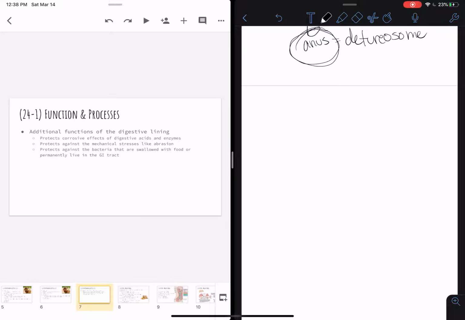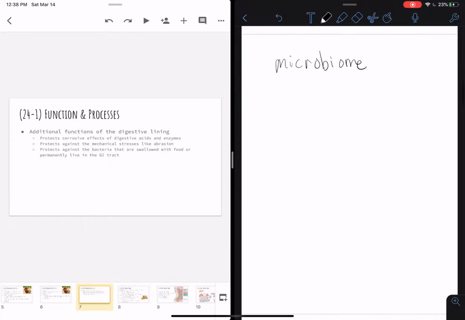We also need to protect against the bacteria that are swallowed with food or that permanently already live in the GI tract. So bacteria that we may swallow, they might get destroyed either in the mouth, but more likely in the stomach. But most importantly, we need to talk about something called the microbiome. And the microbiome is, you might have heard this in the news or in popular health articles, a big area of research right now because the microbiome is a heavily studied topic that we actually don't know a lot about. We generally understand how it interacts with humans, but we don't understand how we can manipulate these interactions in order to help people.